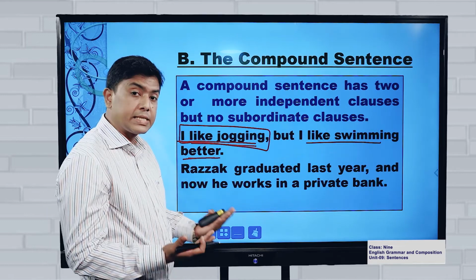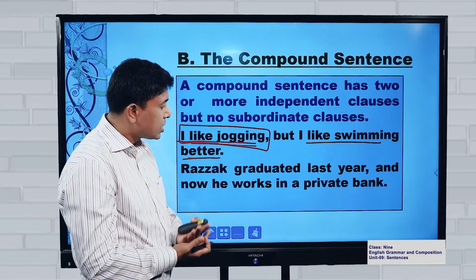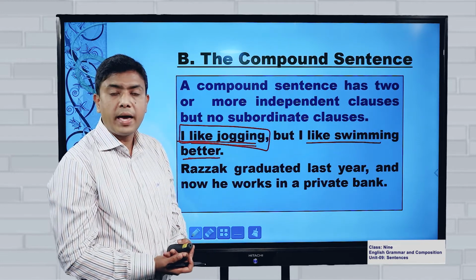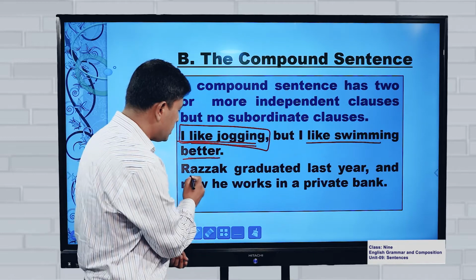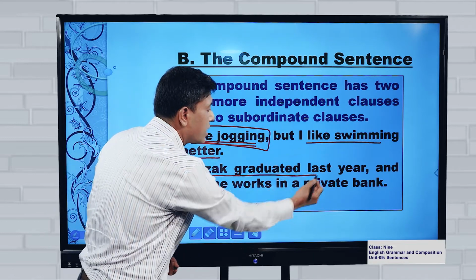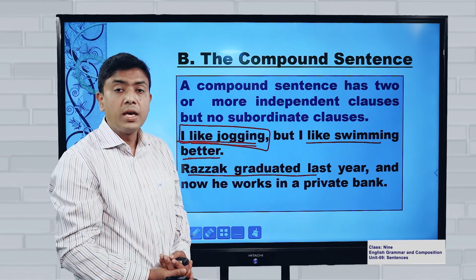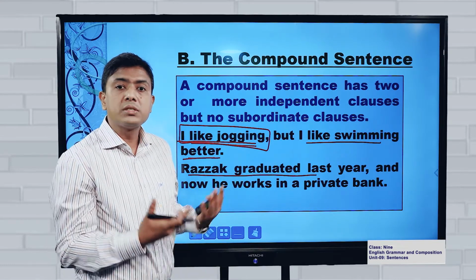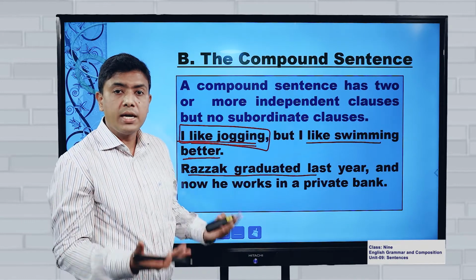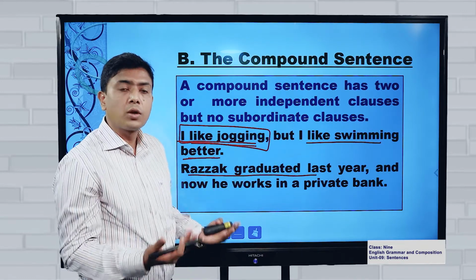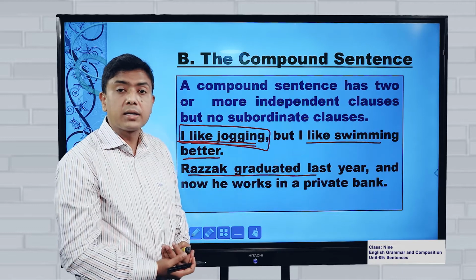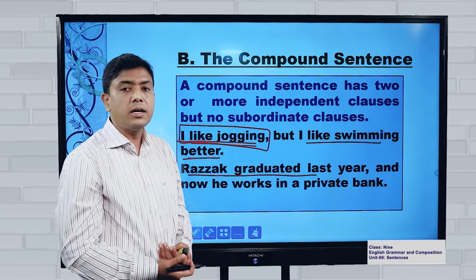Very simple. Second one, Razak graduated last year and now he works in a private bank. Again, you can see this first part, Razak graduated last year. It is an independent clause. It has a subject and it has a predicate, which is giving a complete thought, complete idea. Therefore, this is an independent clause. And he works in a private bank. Again, it is another independent clause.